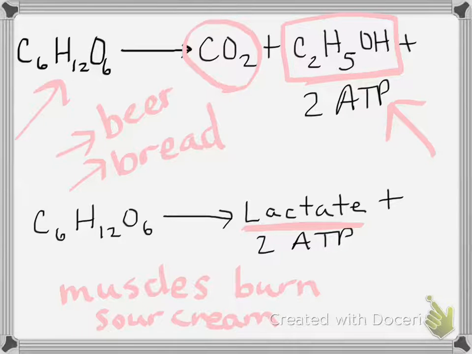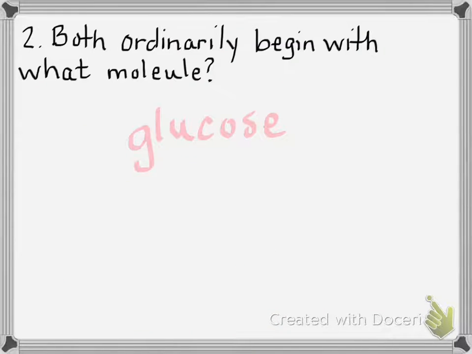Glucose. Y'all check it out. Glucose is a reactant regardless of the chemical reaction you look at. It's the reactant in aerobic cellular respiration. It's the reactant for anaerobic cellular respiration. So the answer to number 2 is glucose.